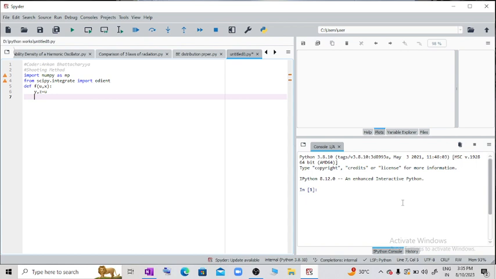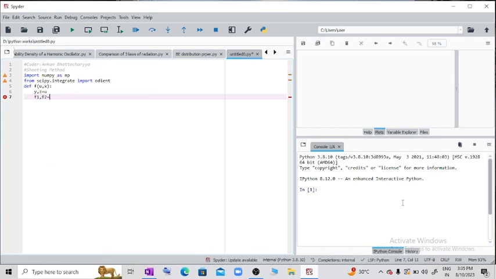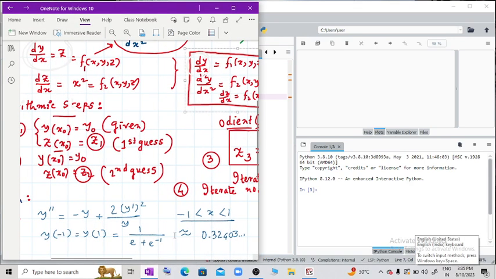The first function and the second function: f1 is dy/dx, and dy/dx is z. The second one is d2y/dx2, which means dz/dx, which is nothing but d2y/dx2, that is minus y plus 2y prime square divided by y. So in terms of z, it is minus y plus 2z square divided by y.